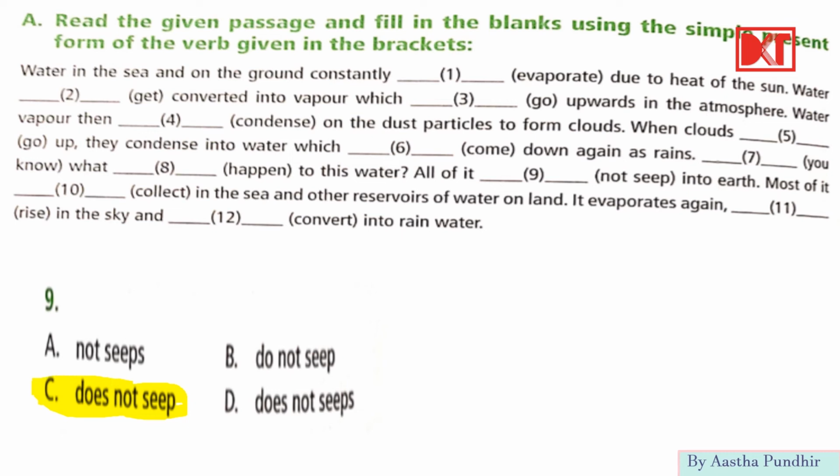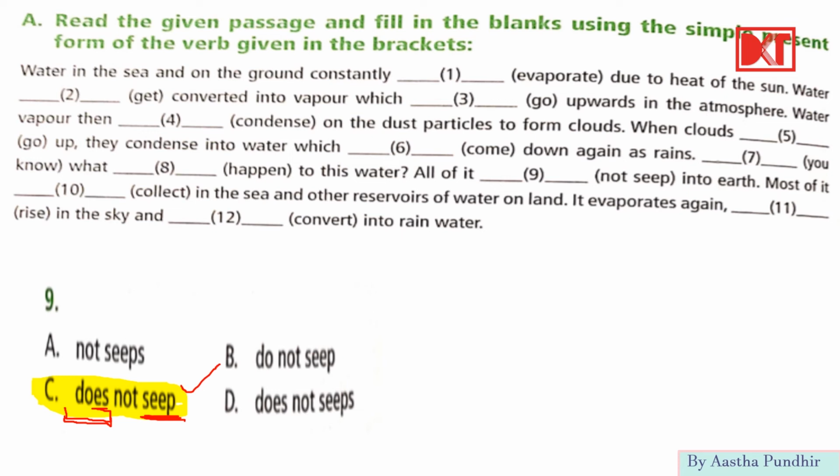Now first of all, this is a negative sentence, and for negative third person singular we use does. यहाँ पे S-ES does में ही आ जाता है, right? So does not seep, यहाँ पे हम infinitive form use करते हैं. Alright, so all of it does not seep into earth. The correct answer is C.